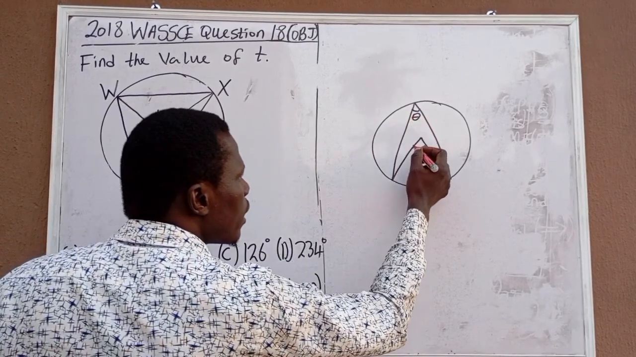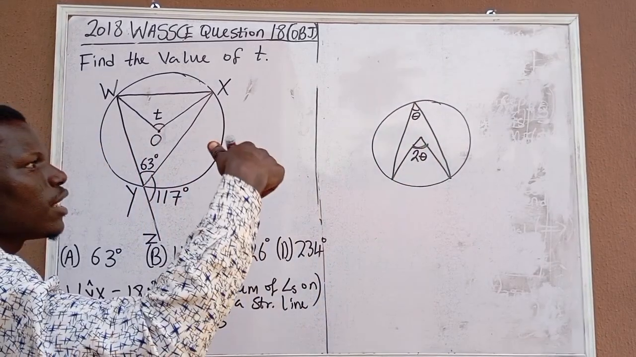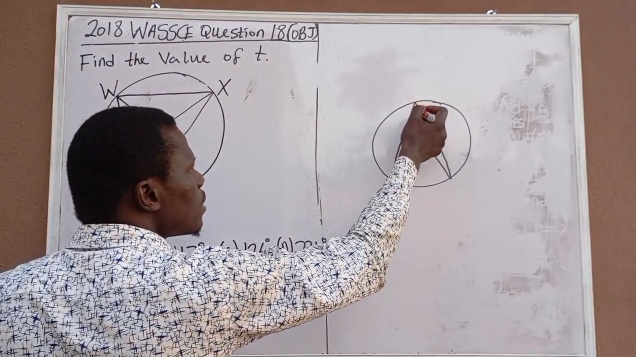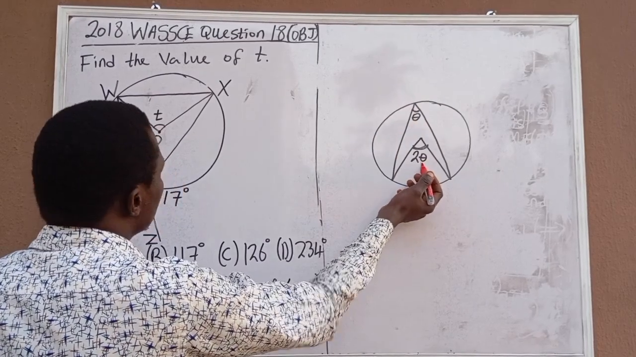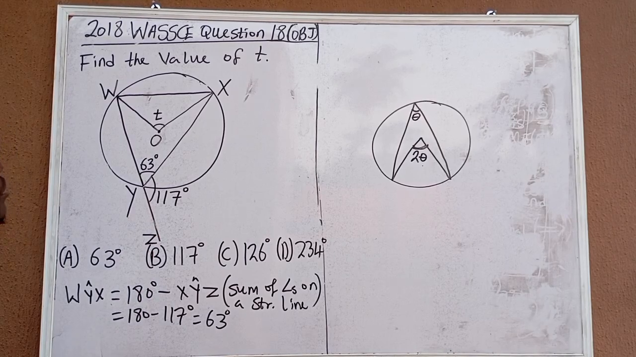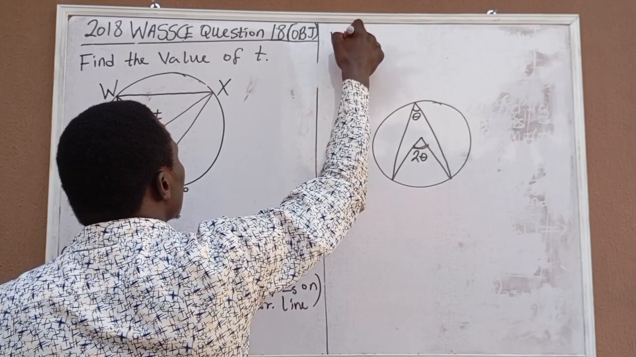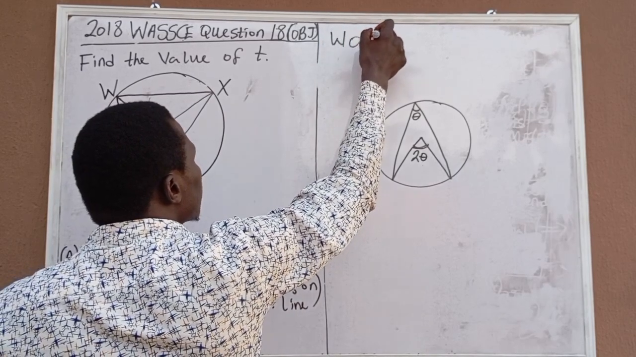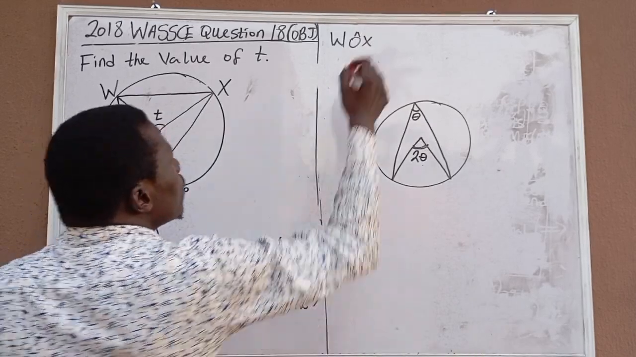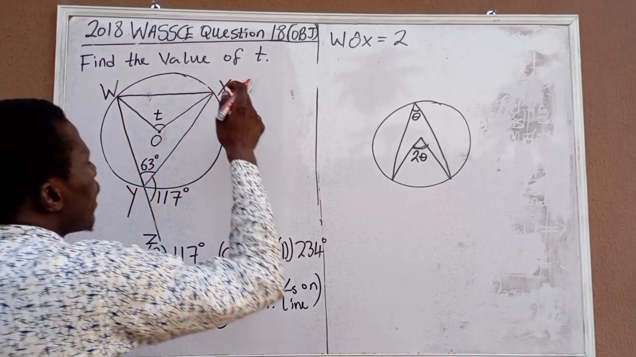So now that I have this at 63 degrees, it becomes easier. Remember that the angle at the center is twice the angle at the circumference. We could also say that the angle at the circumference is half the angle at the center. So there's a relationship between these two. So I can simply say that angle WOX is equal to twice WYX.